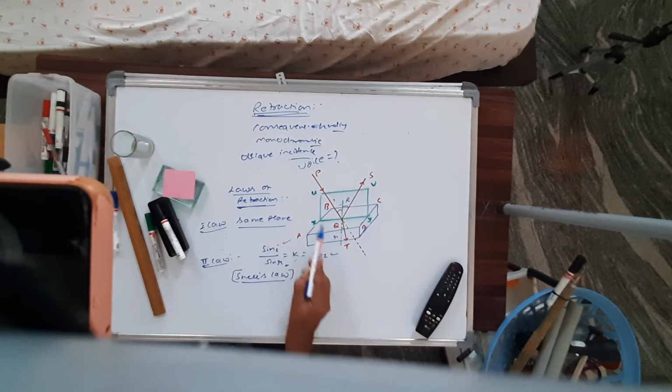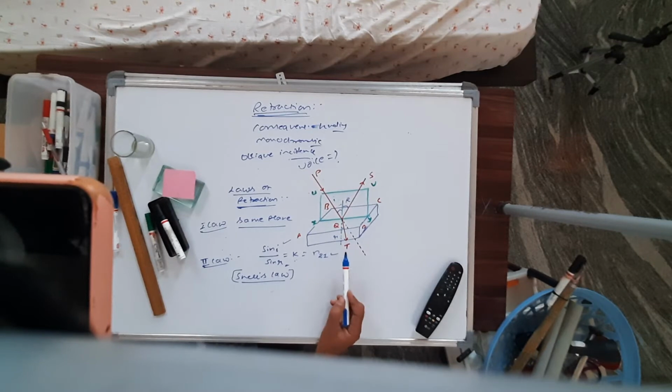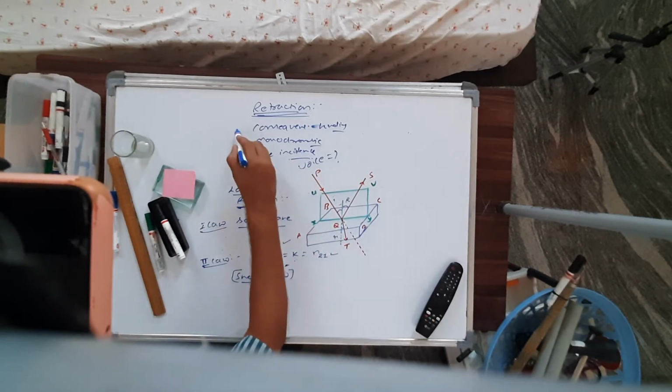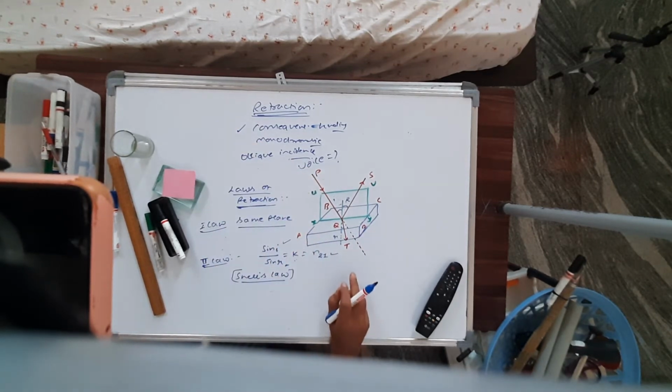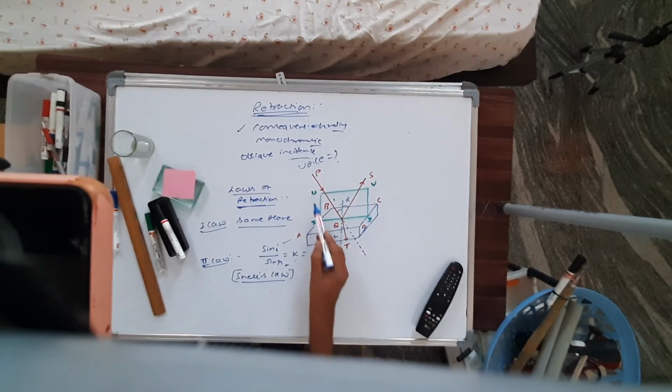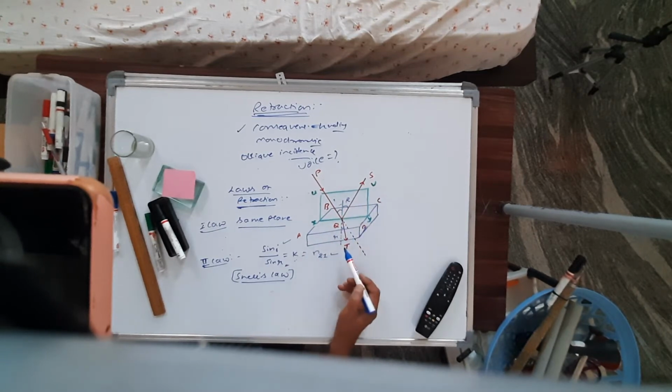I repeat, the phenomenon of change in the speed of light and the consequent bending of a monochromatic ray of light as it travels from one medium to another medium, at the surface joining the two media for oblique incidence, is called refraction. Okay, now the explanation. Consider a glass slab ABCD. Let UVXY be a plane perpendicular to the glass slab. Let PQ be the incident ray, QS the reflected ray, and QT the refracted ray.